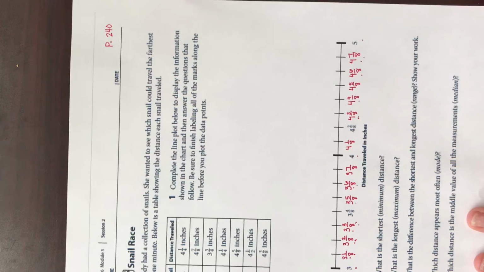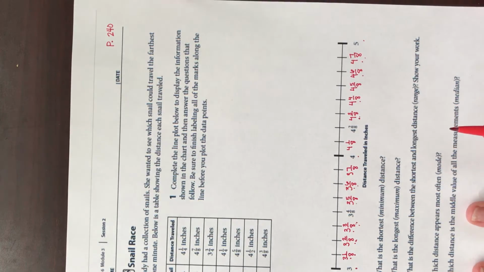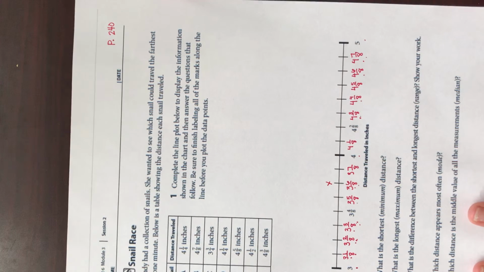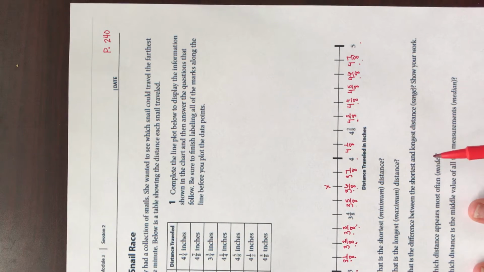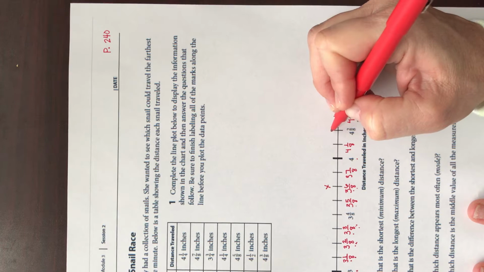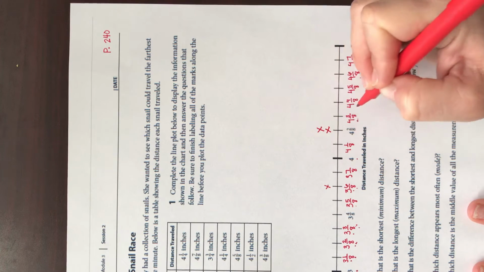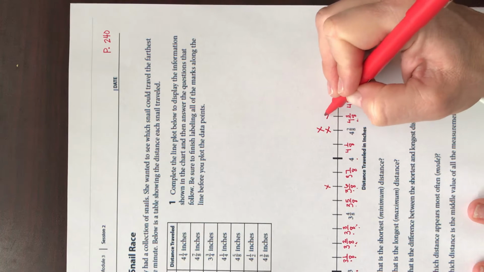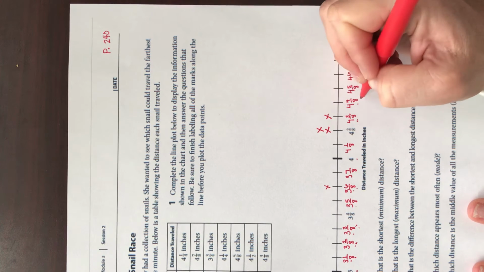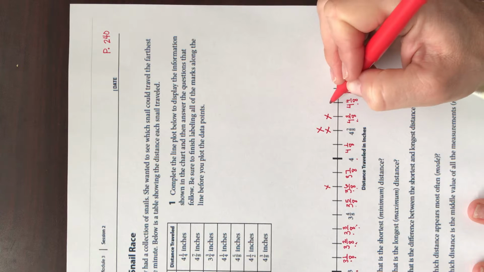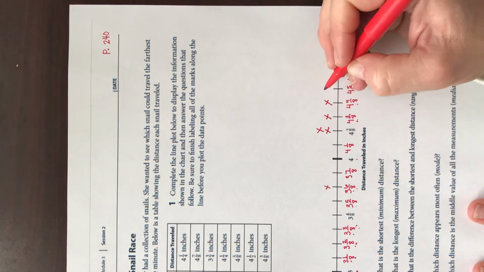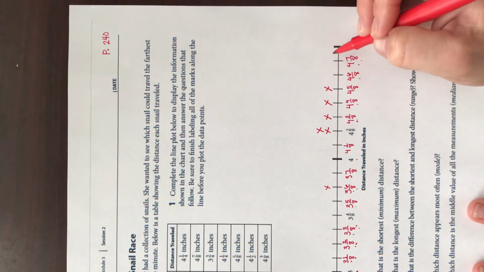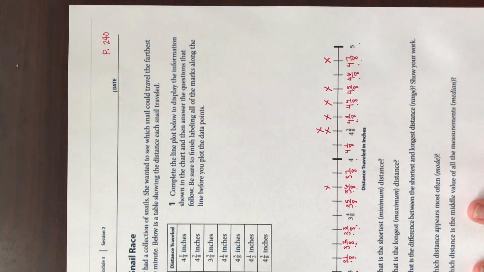Now we have to go in and fill in where our snails are. So we have one snail that's at 3 and 6/8, and then we have two snails rather at 4 and 2/8. We have one snail at 4 and 3/8. These X's are my snails. We have one snail at 4 and 4/8. We have one snail at 4 and 5/8. And then one snail at 4 and 7/8.